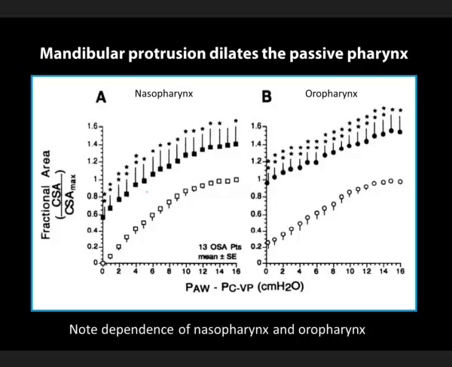Here's a graphic description of that. The bottom curve is the pressure alone. The upper curve is with the oral appliance in place. So they brought the jaw forward, nasopharynx, oropharynx here. As you can see, from 0 pressure of water all the way up, we track the same opening, but it starts at a higher cross-sectional area of the airway being open with the mandibular protrusion.